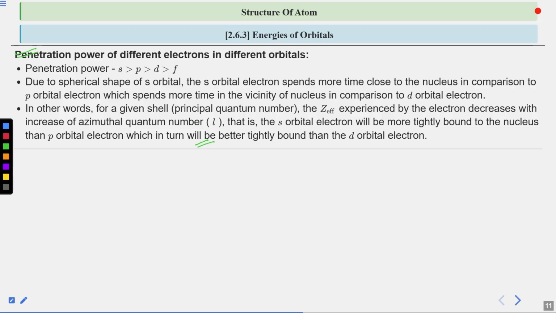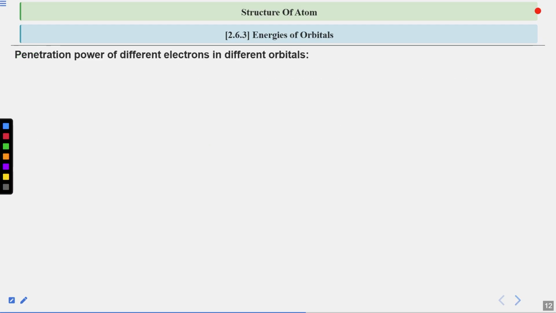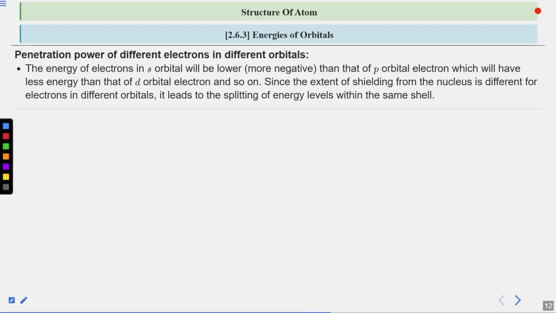Now moving on to the next thing. We can say that the energy of the s orbital will be lower than the energy of the p orbital, as we have seen. Then the energy of the p orbital will be lower than the d orbital. Due to this difference in energy, we see the splitting of the energy level. Basically 3s, 3p and 3d should have the same energy, but because of the greater penetrating power of the s orbital, its energy goes down, and as a result the 3s orbital has the lowest energy. Then comes 3p, then 3d.